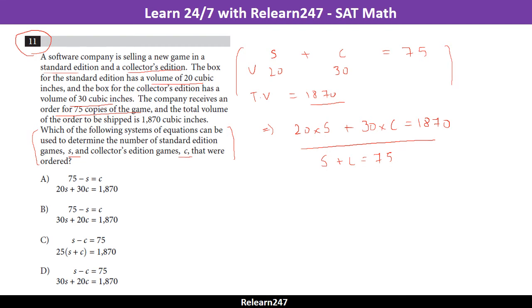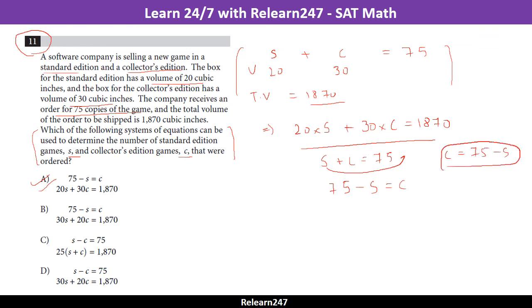From the options we can directly see that option A is the correct answer here. They have just modified this equation a little bit. This equation can be written as, if we take 75 to the left-hand side and subtract S from it, equal to C. So I just took S to this side, so C is equal to 75 minus S, and this is what option A is about, right?